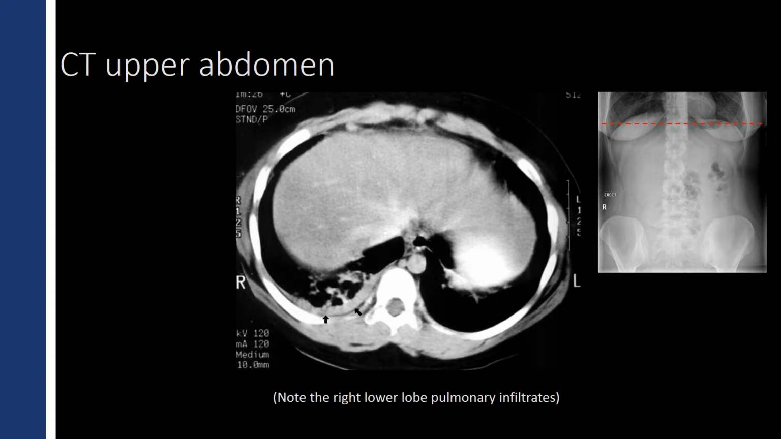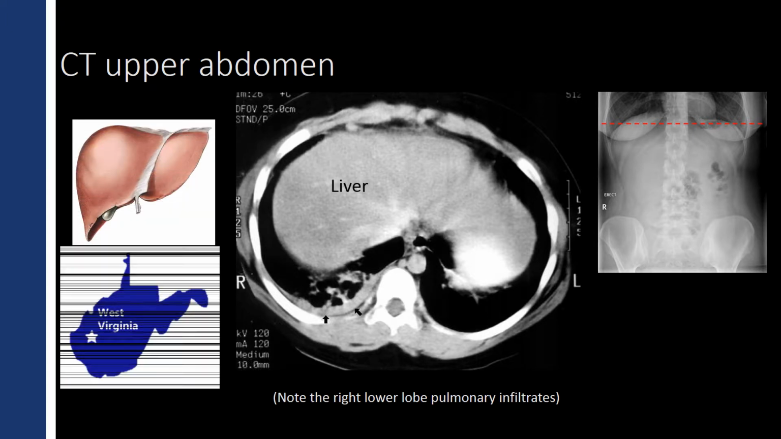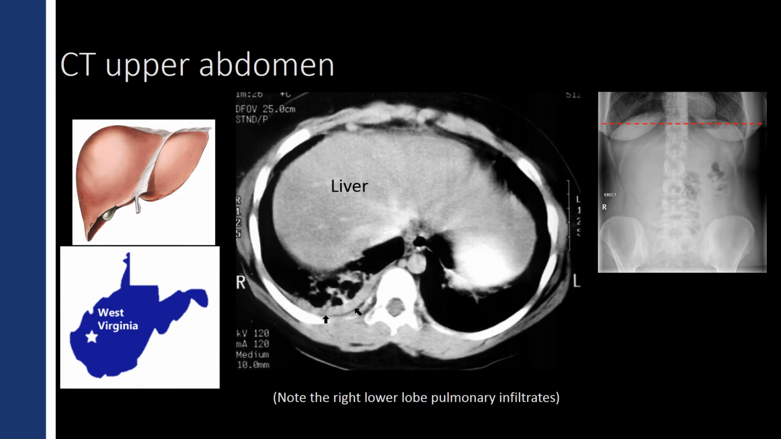Now, if you'll notice, the liver is primarily within the right upper quadrant, but extends quite a ways over into the left upper quadrant. Now, why is this? I thought the liver was a right-sided structure. And that's true, except that the liver is shaped very much like the state of West Virginia, where it's wider at the top than it is at the bottom. So as we continue to slice through the liver, it will become more and more right-sided as we go down.